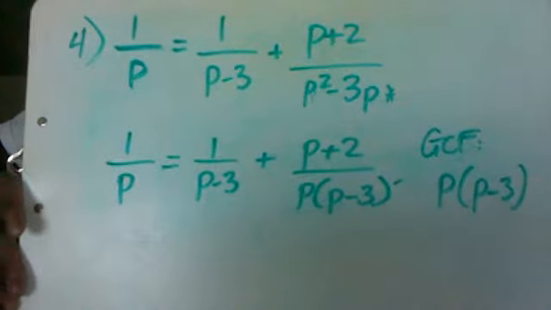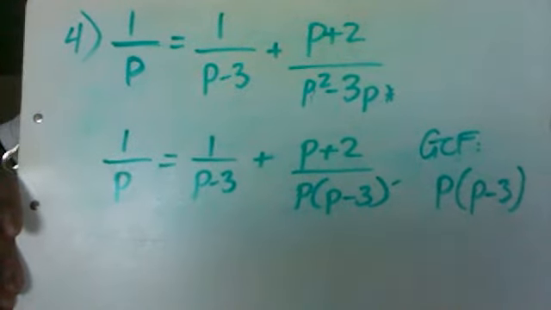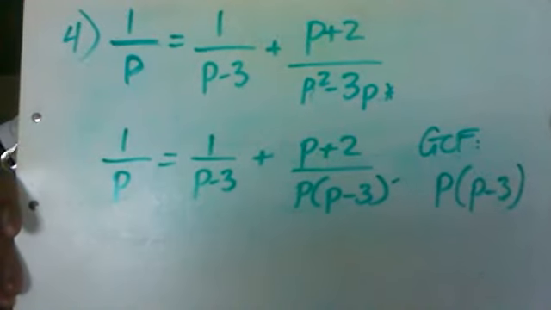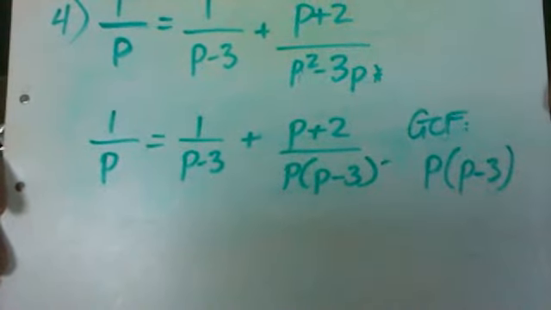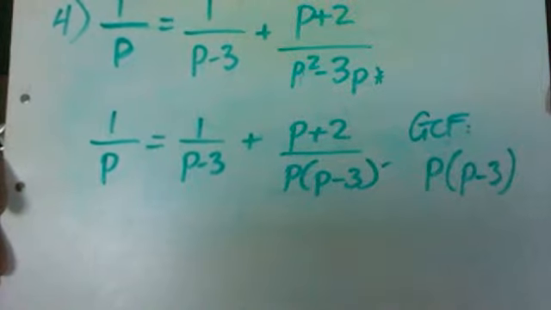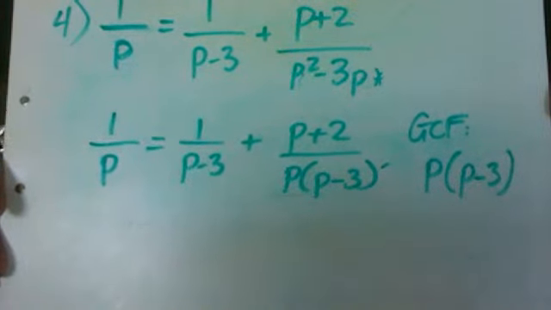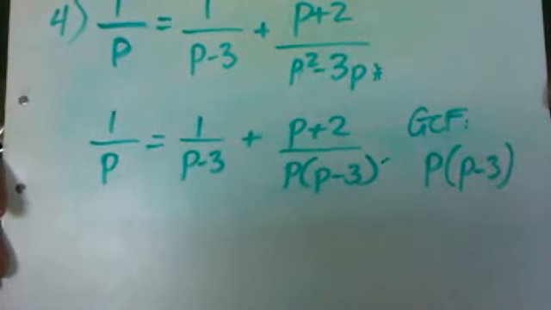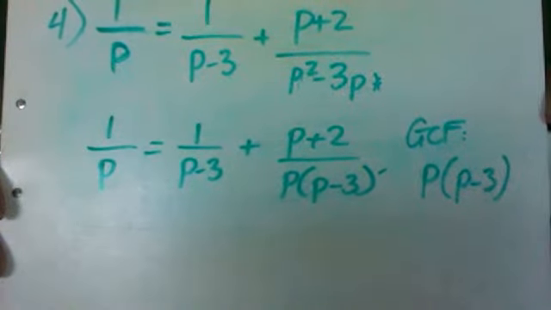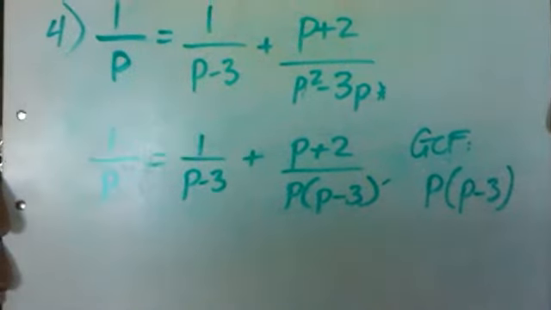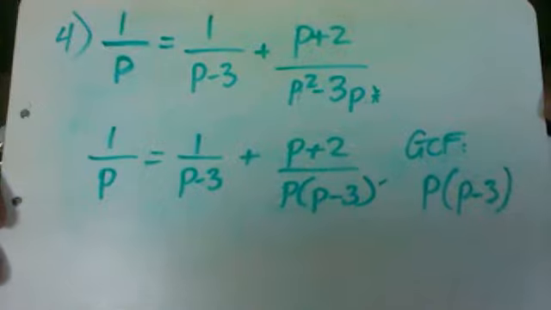Alright, and once again, it's important that you do not write the repeaters. If you see it twice, you just write it once. Just like I saw p and I saw p parentheses p minus 3, I didn't write p twice. I wrote it once. And p minus 3 repeats as well, so I just wrote it once. And you'll see why when we get to the next step when we start solving these rational equations, but that's the way you would find a GCF for this type of problem.